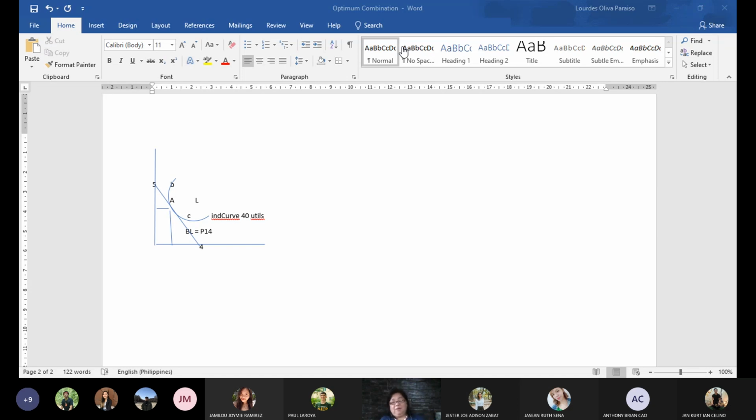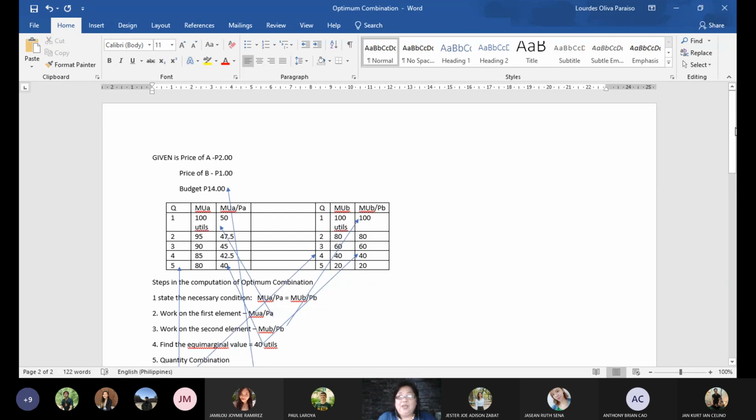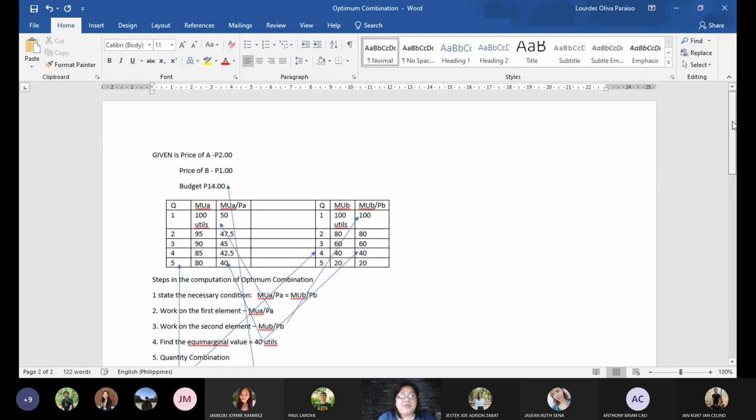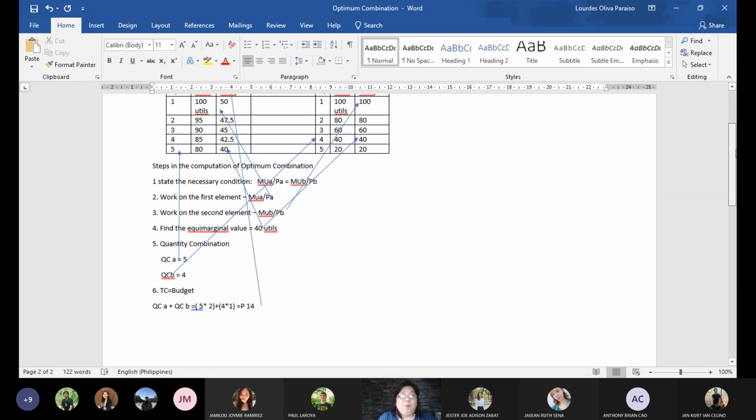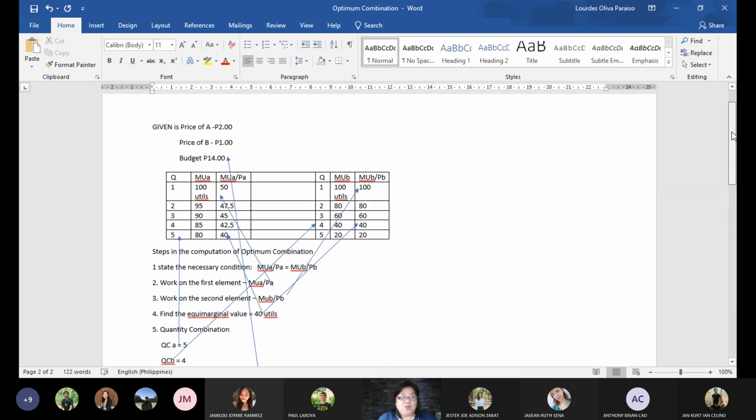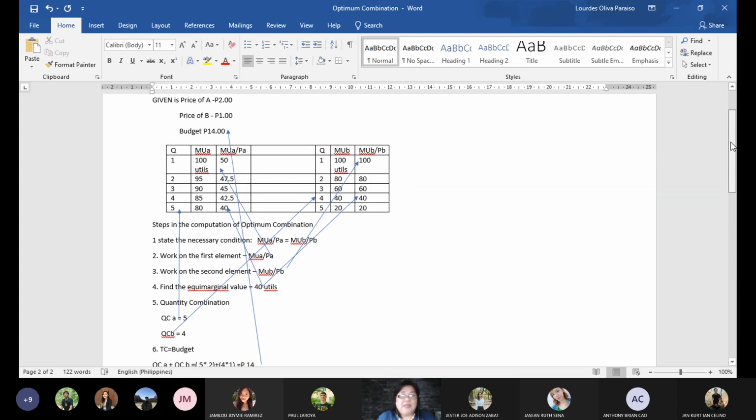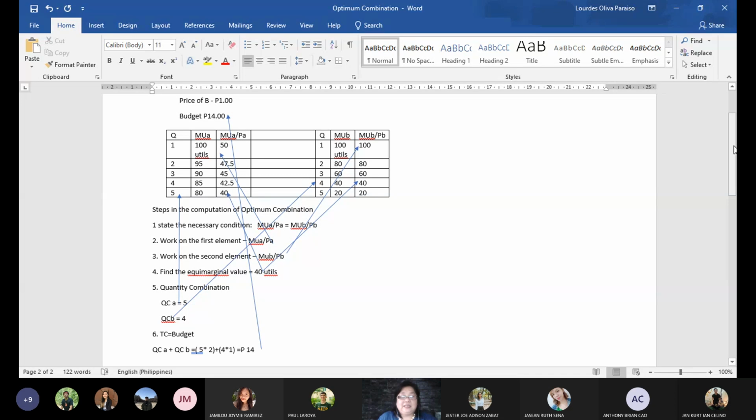Okay, I'm going to give you another exercise. You prepare your good A and good B table. Remember, you have this as your preparation in answering your optimum combination concept. So you can take a picture of that anyway. It's just on your screen, so you are able to look at it.